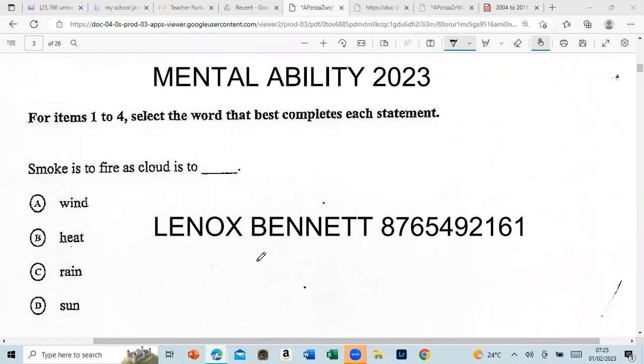Select the word that best completes each sentence. All right, let's begin, guys. For items 1 to 4, select the word that best completes each statement. Again, guys, if you know the answer, just type it in right now. Let's say 1. Smoke is to fire as cloud is to rain. Go.